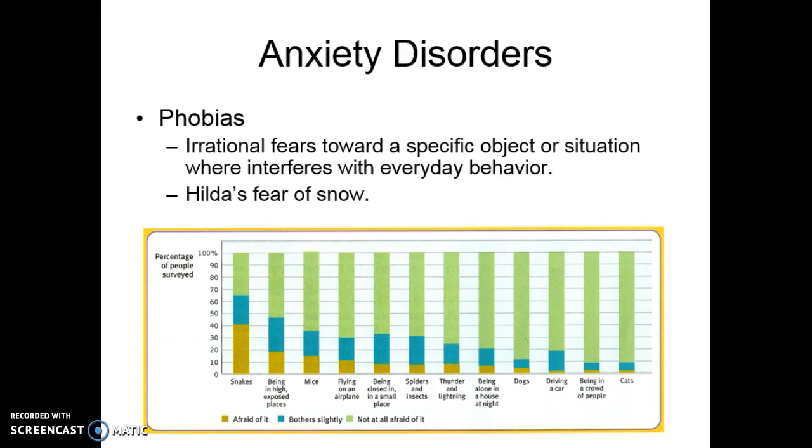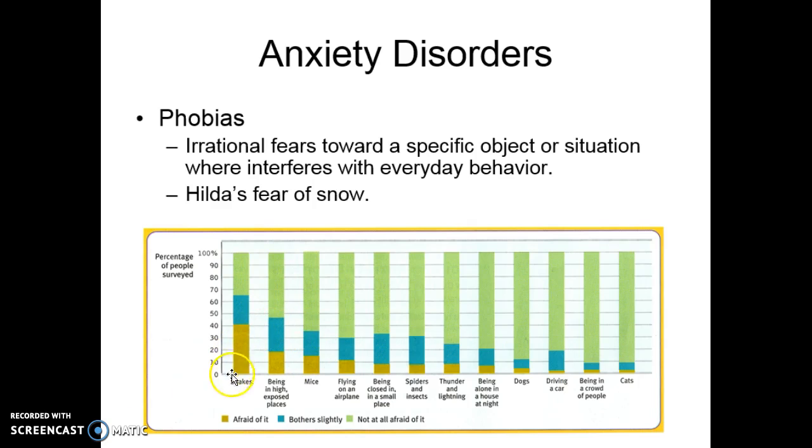All right, moving on. Our 3rd type of anxiety disorder is phobia. Phobias are irrational fears towards a specific object or situation which interferes with everyday behavior. If you have a fear and it doesn't interrupt your daily behavior, then that's not a phobia. And also we realize it's an irrational fear.